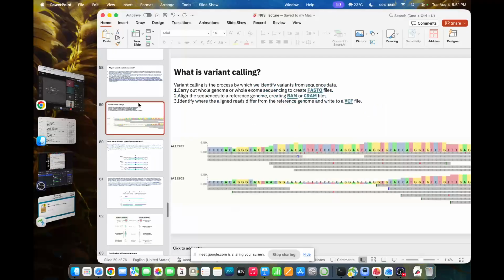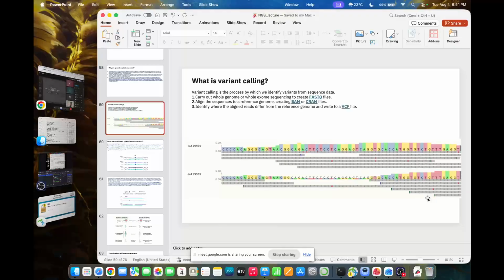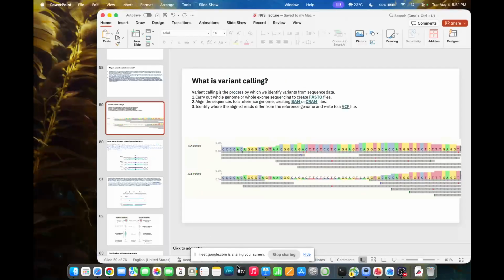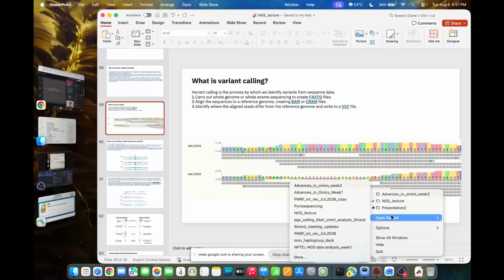So let me talk a little bit about variant calling and alignments, right? So generally, what you do is after sequencing, what you get in terms of the data is a FASTQ file, as I showed you last week as well. Just let me quickly bring it up.